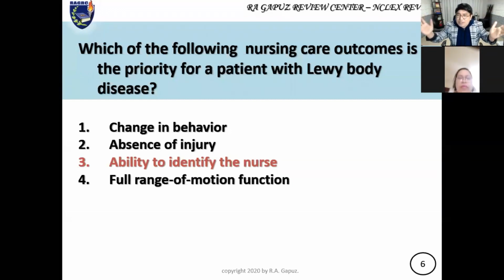You don't have to memorize facts about Lewy body disease. Just have a clear idea. It's a combination of the symptoms of Alzheimer's plus Parkinson's disease. Okay? Okay, so let's move on.